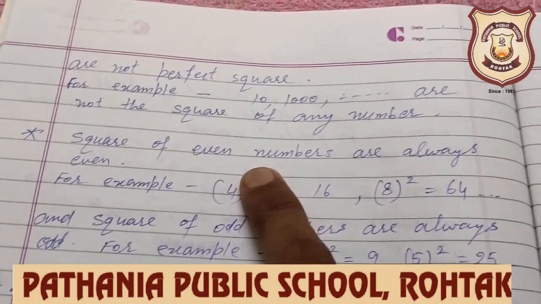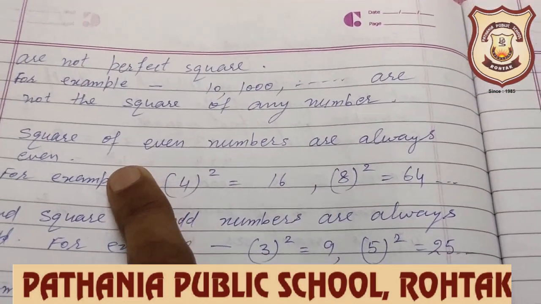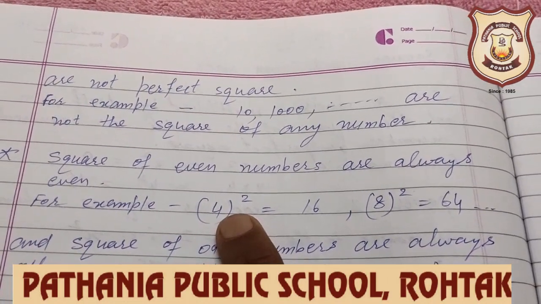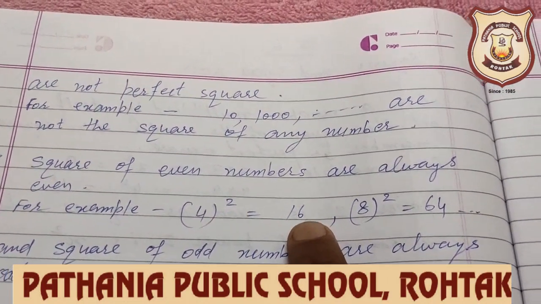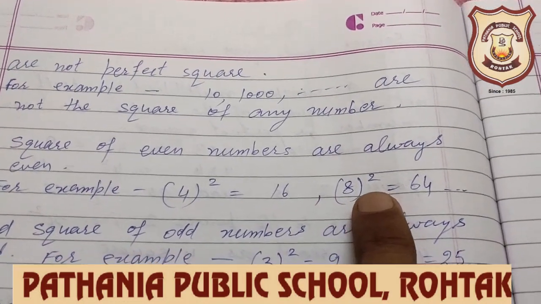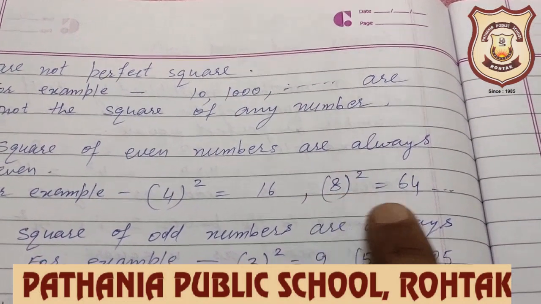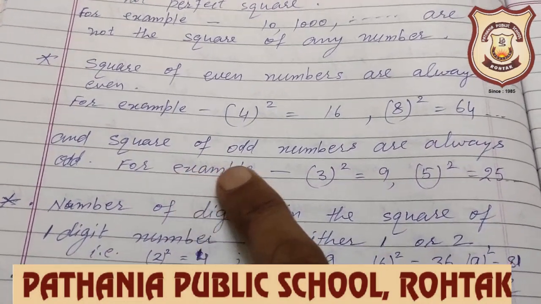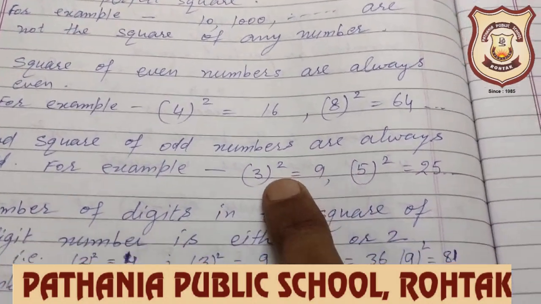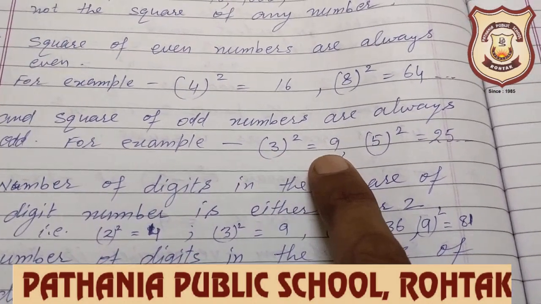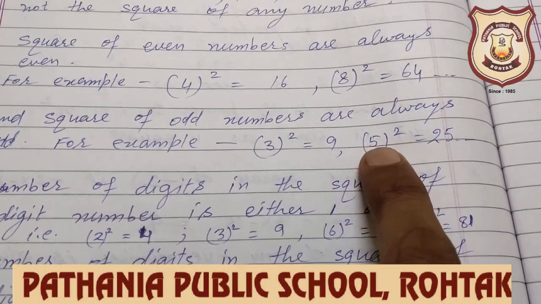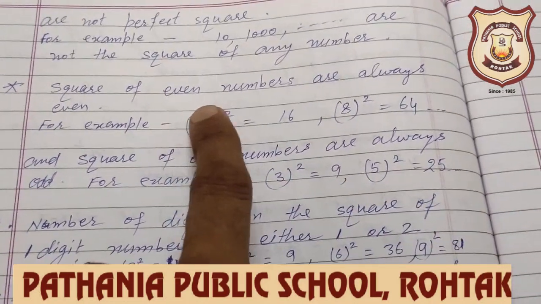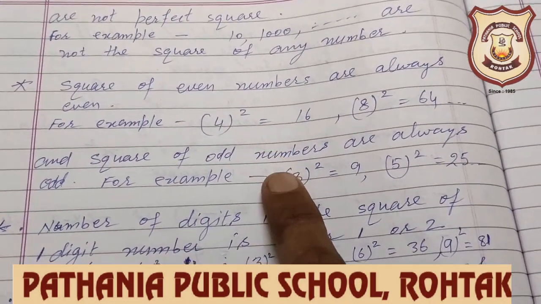Now next thing, squares of even numbers are always even and squares of odd numbers are always odd. Just like 4 is an even number, so 4 square is 16, which is also even. 8 square is 64. 8 is even, so its square is also an even number, 64. And the square of an odd number is always odd. Just like 3 is an odd number, and 3 square is 9. 5 is an odd number, and 5 square is 25, which is also odd.